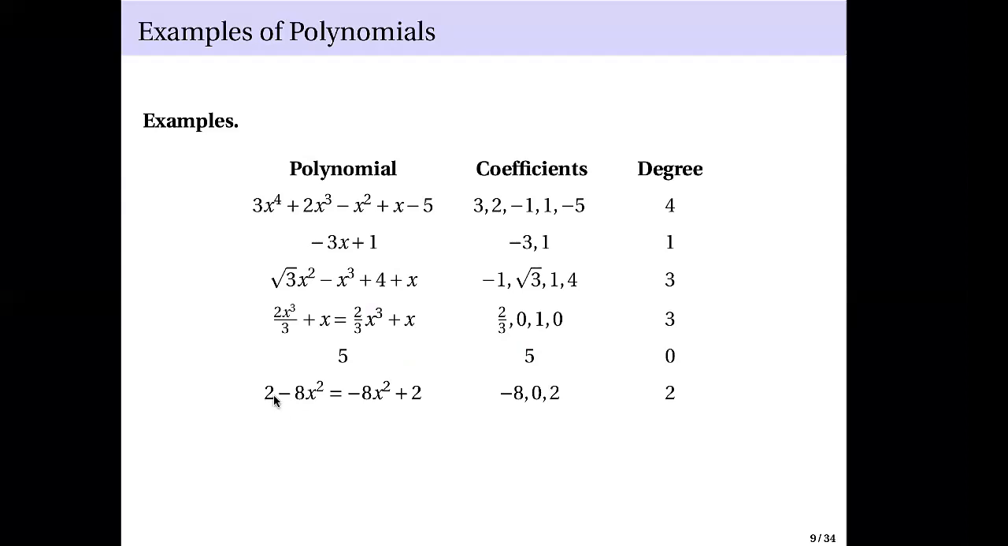Another example, here you have 2 minus x squared, or this can be written as minus x squared plus 2. So we have power 2, we don't see any power 1, and then we see the constant. So the coefficients are -8, 0, and 2. Again, the 0 appeared because here we have a missing power of x, particularly x raised to 1. Since it is missing, the coefficient is equal to 0. The highest degree that we see is exponent 2, so the degree of the polynomial is equal to 2.